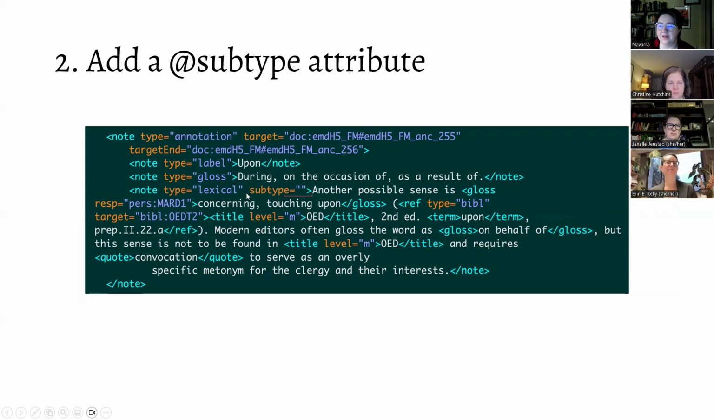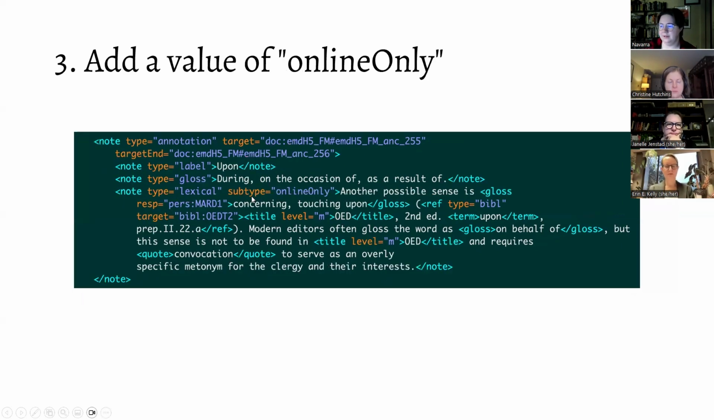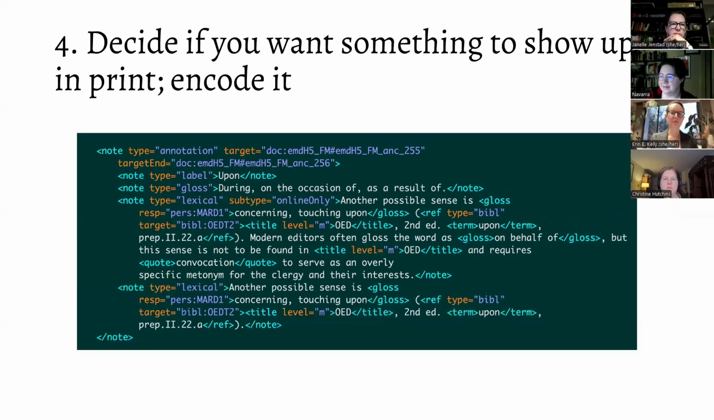And so the first thing to say, this is going to be for online publication only because it's too long for print, is we're going to add the subtype attribute, and then a value of online only. And this says to the processor, hey, don't bother putting this in the PDF and giving me an error message. I know it's too long. It's going only in the HTML. But maybe you do want something else to show up.